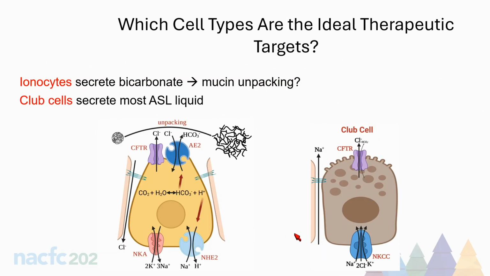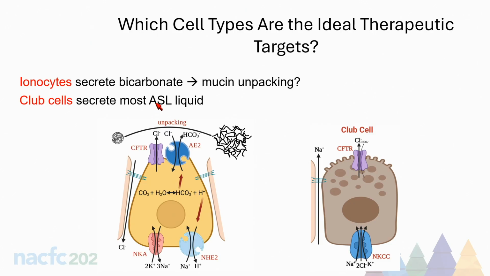So just to finish, again, I agree with my previous speakers. I do not know which cells should be targeted, but our data seems to indicate that both cells play a role, and the roles are different. The ionocytes secrete bicarbonate, maybe for mucin unpacking, and club cells produce most of the ASL.